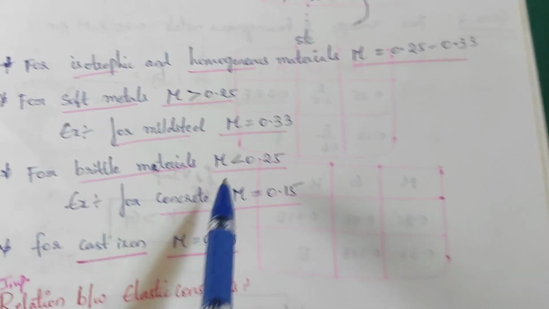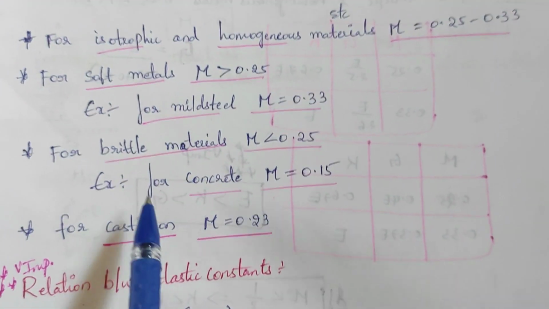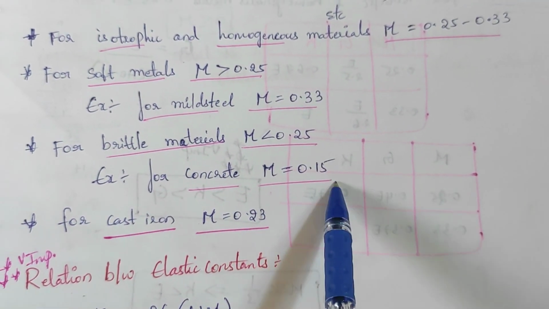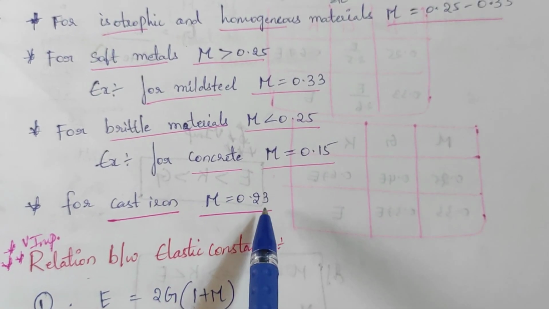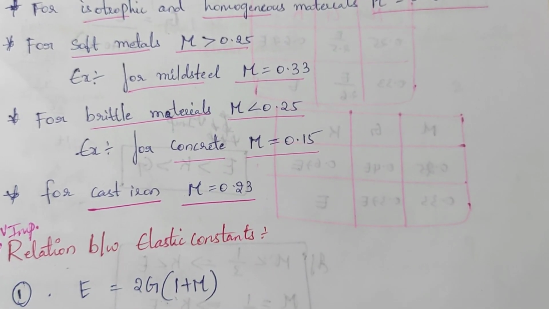For brittle materials, mu is less than 0.25. Example, for concrete, mu is equal to 0.15. And for cast iron, mu is equal to 0.23.